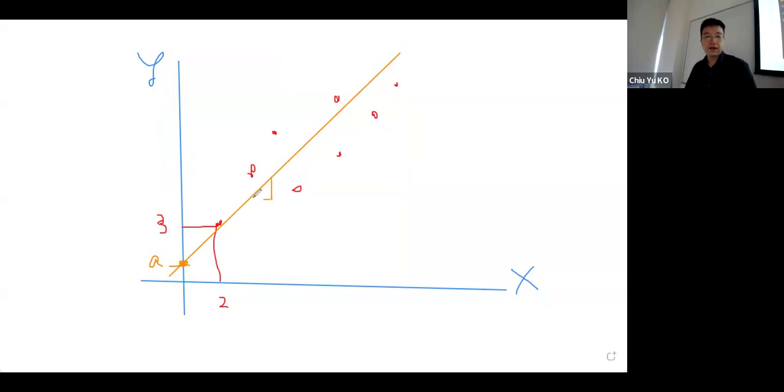And another thing is called the slope, B, which says that if you increase X by 1, how much Y will increase. This is called the slope. So if you have this kind of line, this line can be simply described by this formula.